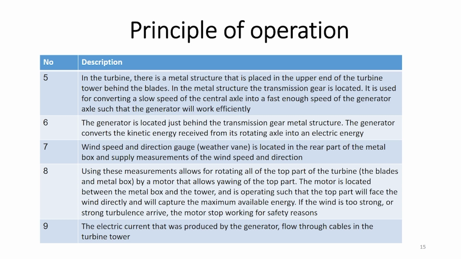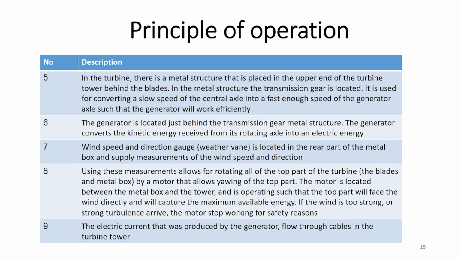7. A wind speed and direction gauge, a weather vane, is located in the rear part of the metal box and supplies measurements of the wind speed and direction. 8. Using these measurements allows for rotating all the top parts of the turbine, the blades and metal box, by a motor that allows yawing the top part. The motor is located between the metal box and the tower and operates such that the top part will face the wind directly and will capture the maximum available energy. If the wind is too strong or strong turbulence arrives, the motor stops working for safety reasons.